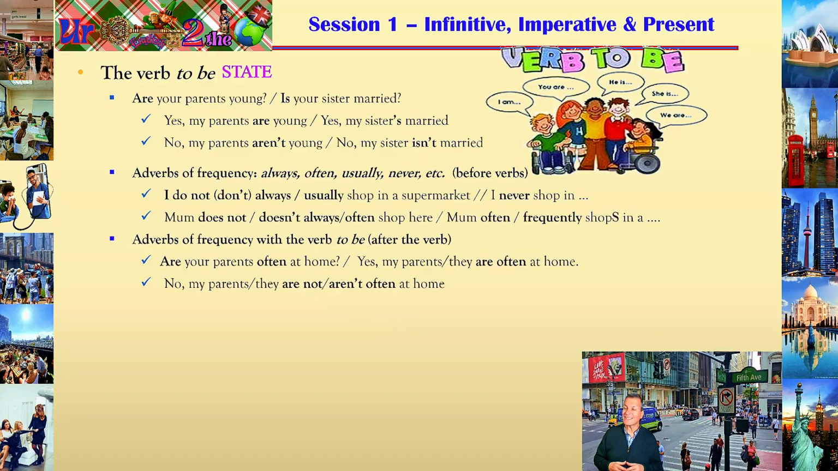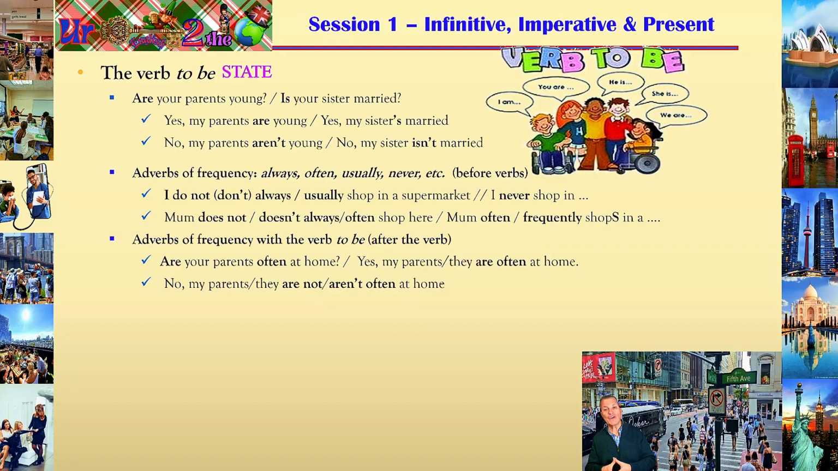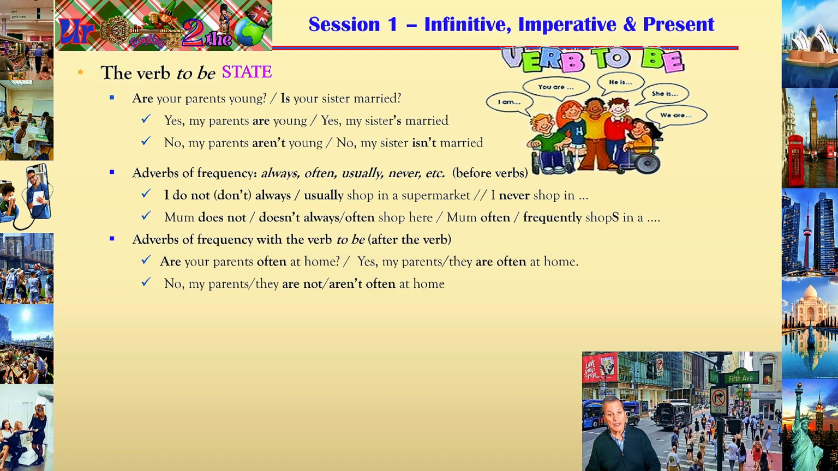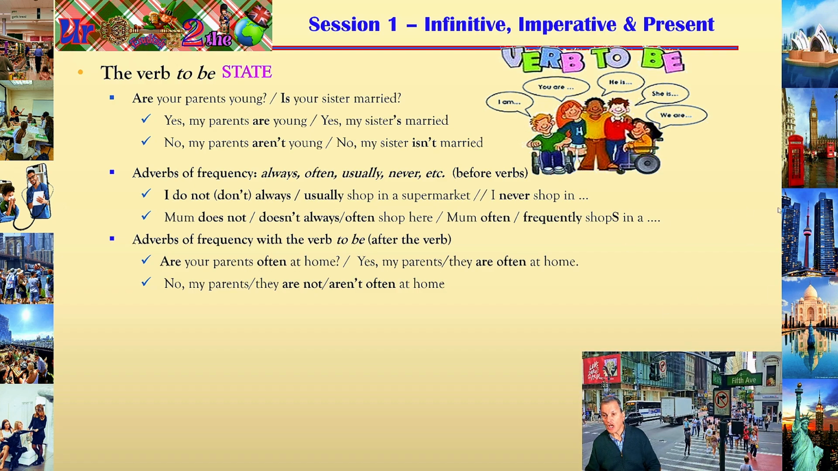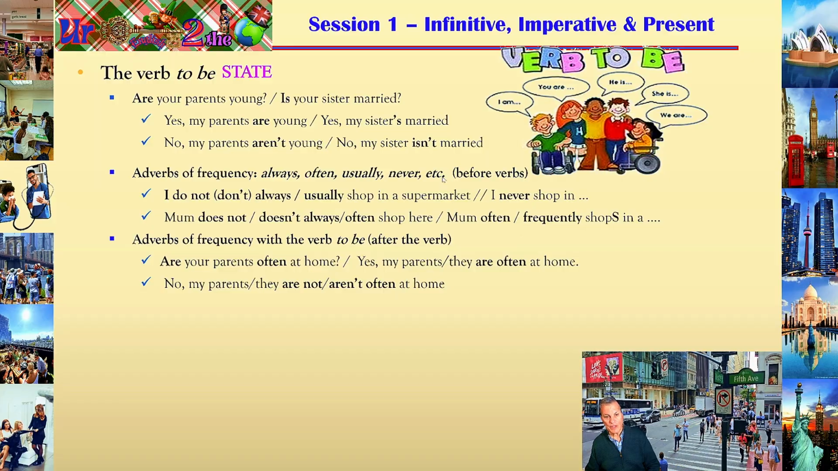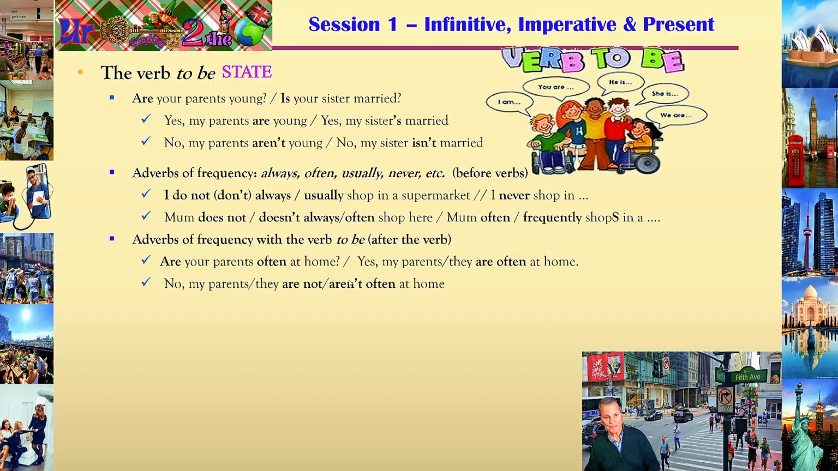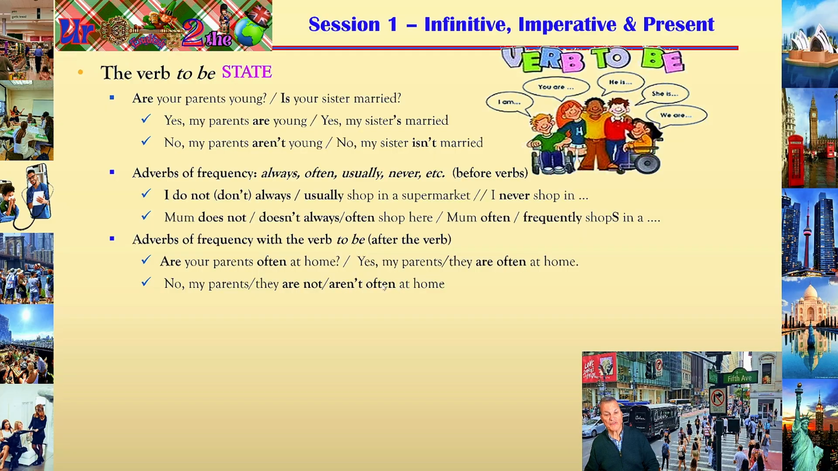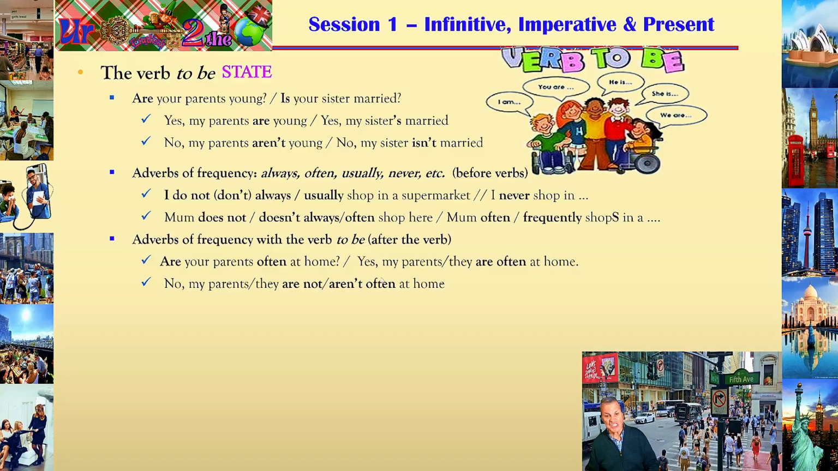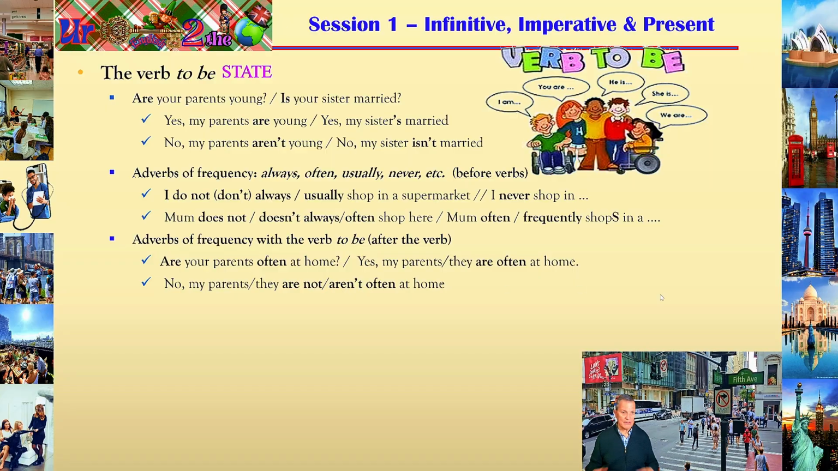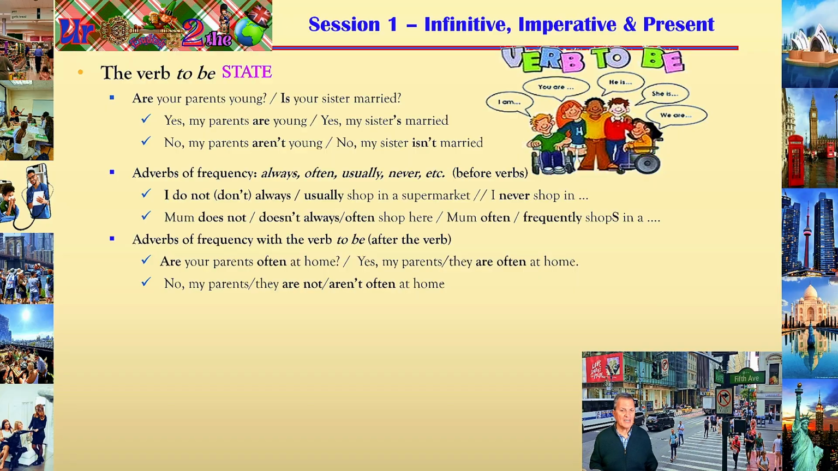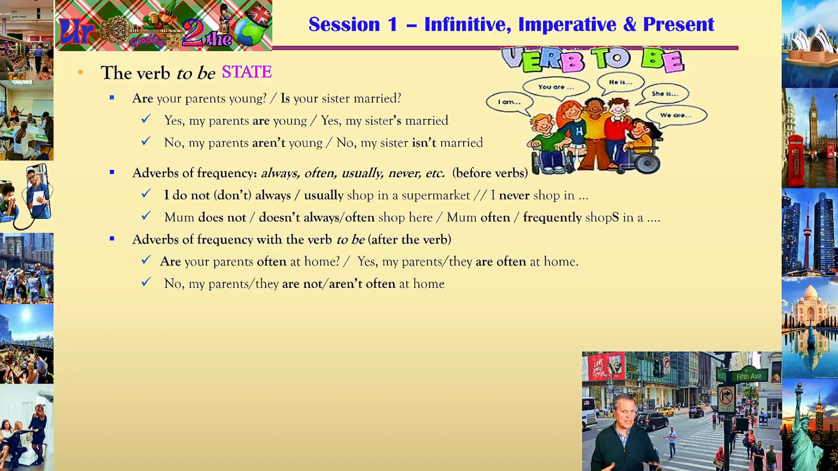No, my parents are not often at home. As you can see, to make it negative, I am using not directly with the verb to be, right? Are not or aren't. And often, in this case, the adverb of frequency goes just after the verb, right? Well, this is very easy. I think it's clear. The only thing you have to do is practice later, right?